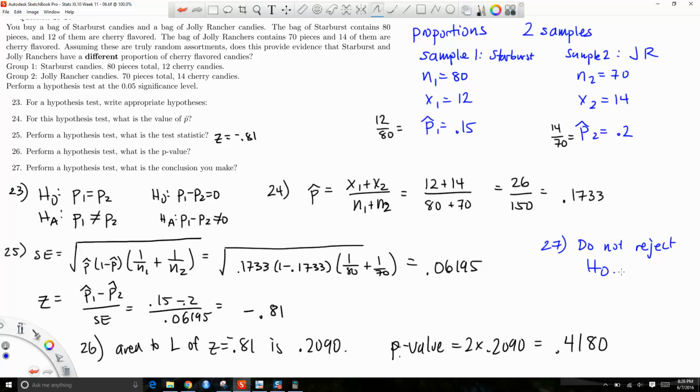You have an obsession with cherry or whatever, and you ask how many cherry-flavored candies did I get. You get 20% of your Jolly Ranchers are cherry-flavored, and then for the Starburst, 15% are cherry-flavored. Is that evidence that there's a difference at the factory? No, not at this point. Maybe if you buy thousands of bags and you get 20% consistently for the Jolly Ranchers and 15% consistently for the Starburst, then maybe you have evidence that there's a difference, but not with just this small sample.